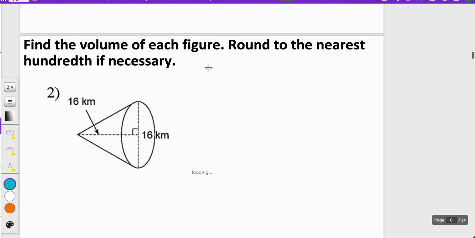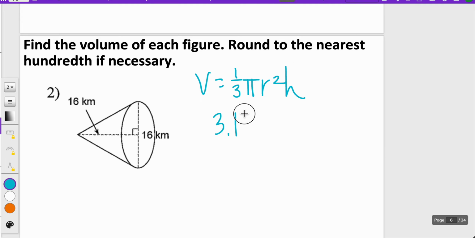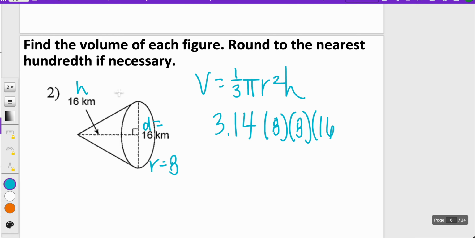Next up, we have a cone. Your cone's volume is 1/3 pi times radius squared times the height, or just divide by 3 at the end instead of dealing with that 1/3. So 3.14. My radius is not given to me. This is diameter. So if diameter is 16, radius is 8. So I'm going to be doing 8 times 8, and then my height is still 16.